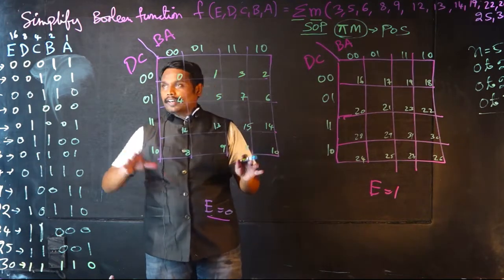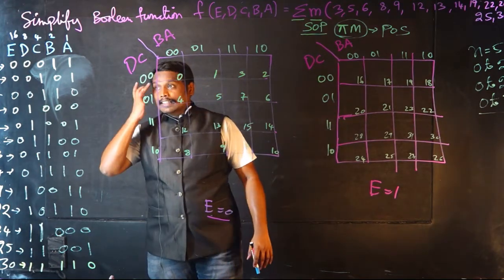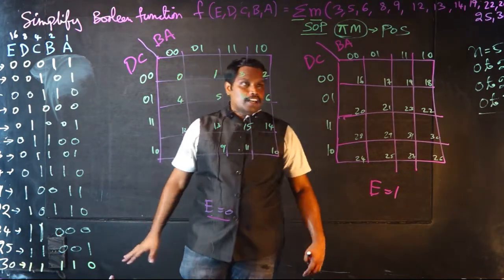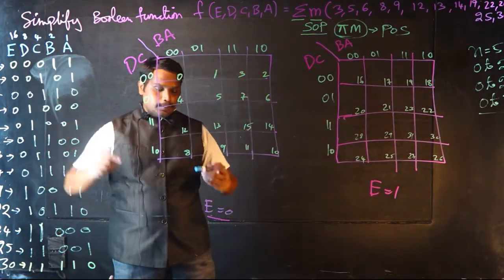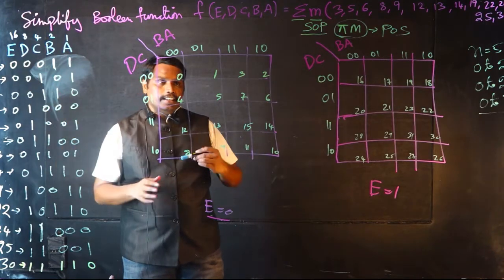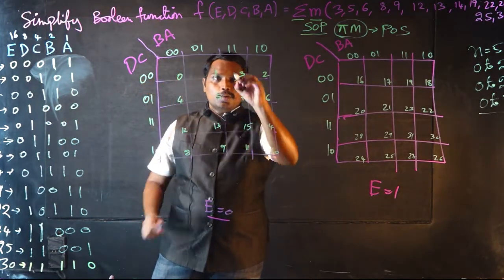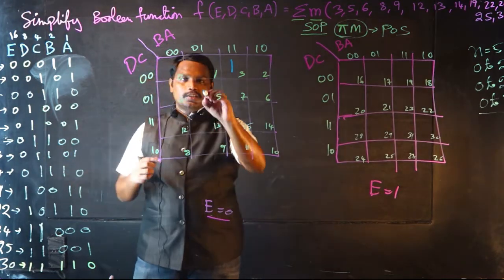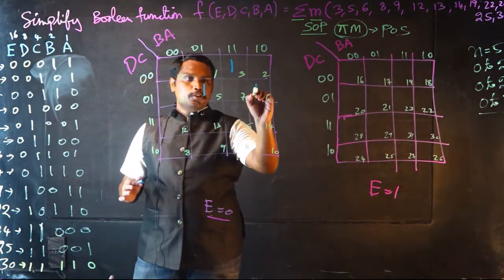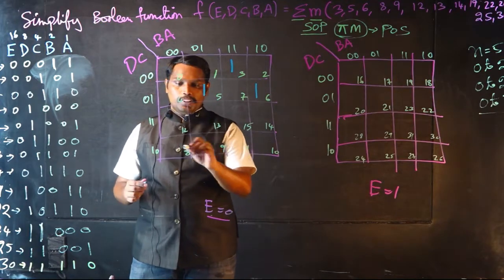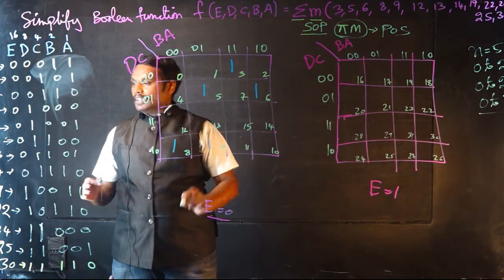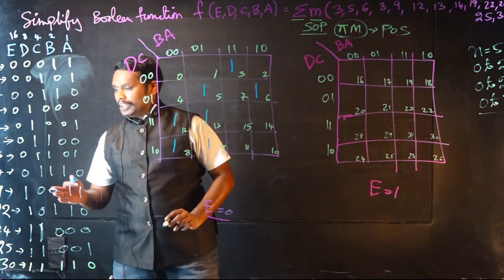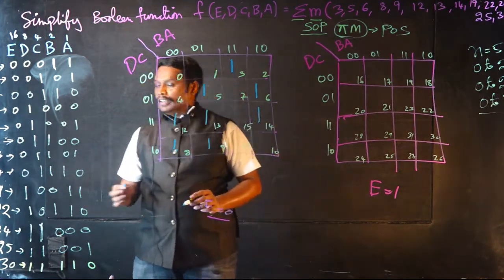Now you are going to plot all the ones, the corresponding minterms, in the particular Karnaugh map locations. Now you see for this particular function, you can see 1 on 3. So at position 3 you are going to place 1, and then position 5 you are going to place 1, then position 6 you are going to place 1, and then position 8, position 9, position 12, position 13, and position 14, you are going to place 1 in each.